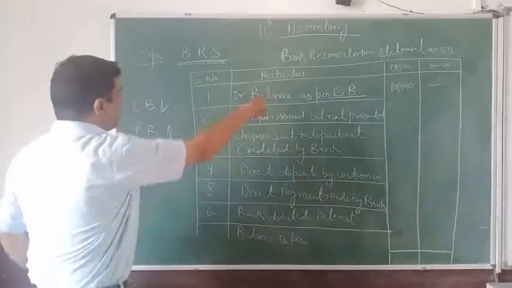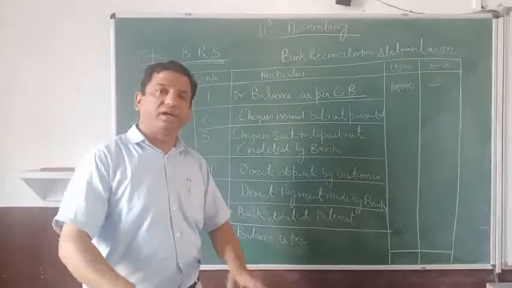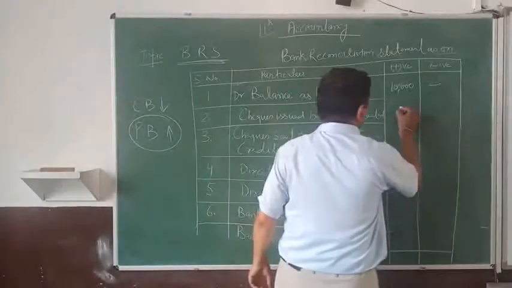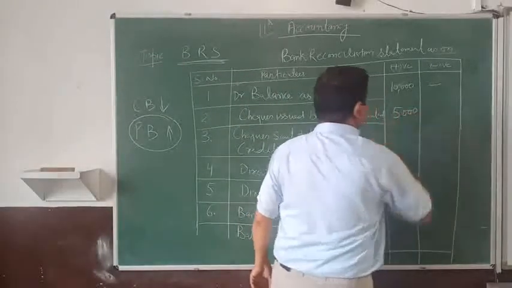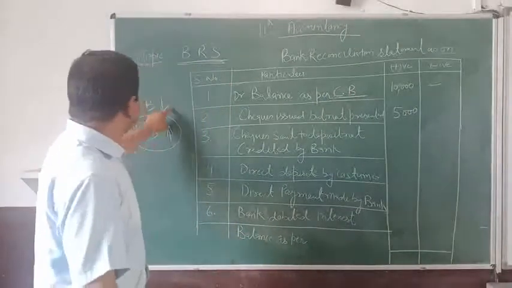Here the cash book is down while the passbook has no change, it means the passbook is up. So now my base is the cash book. As per the condition of the passbook, I have to react accordingly. So I have to add this. I will add 5,000. Why? Because the passbook is up, the cash book is down.